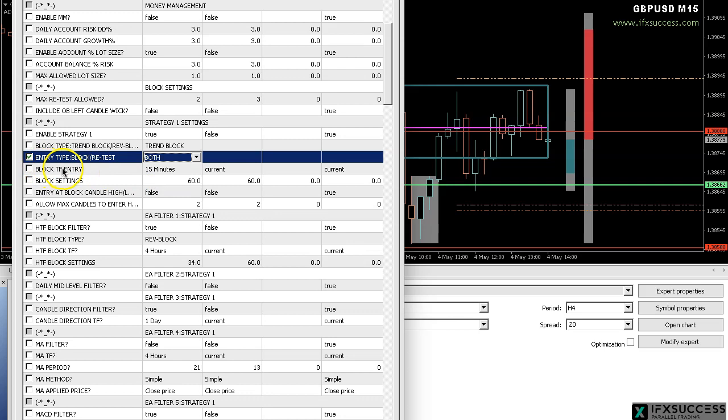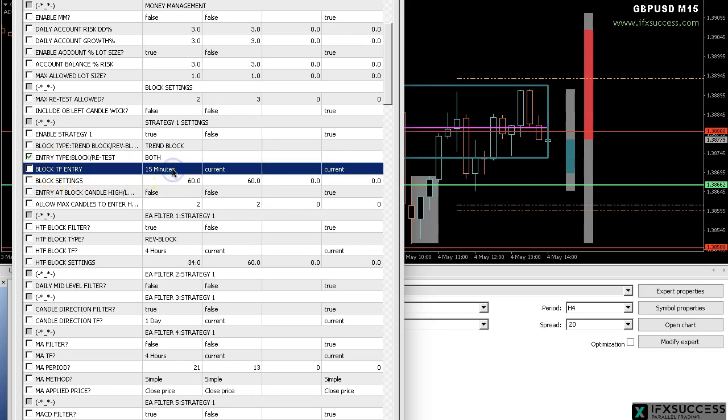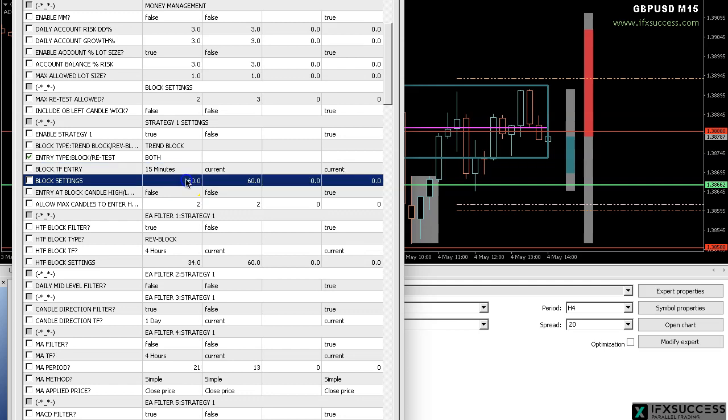Okay, now block time frame entry. We're going to choose 15-minute entries, so the time frame is 15 minutes. And block settings, we're going to choose 60. This can be modified. We can put 34, which is going to give more entries. We can put a higher number, which is going to give fewer entries, meaning fewer blocks. So the higher the number, the fewer blocks, and the smaller the number, the more block entries.